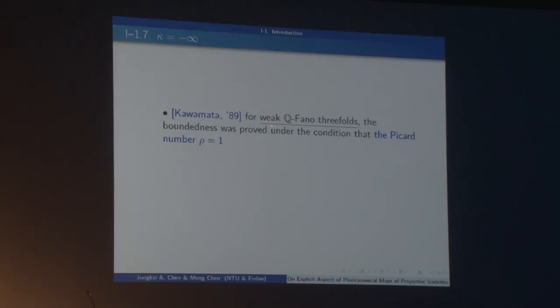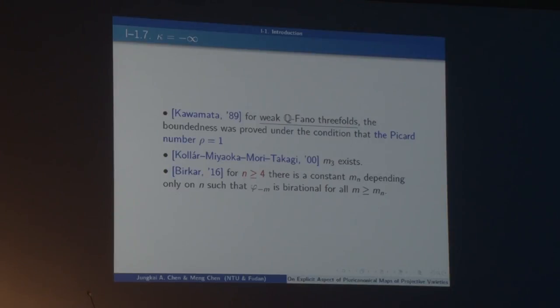One is by Kawamata in the year 89, in the case of Picard number one. And more examples by Kollár, Miyaoka, Mori, and Takagi in the year 2000. They show that for threefolds, such a bound exists. And the more recent result by Birkar: he showed that there is a constant m_n depending only on dimension, such that the m-th anticanonical map phi_{-m} is birational for all m greater or equal to m_n.